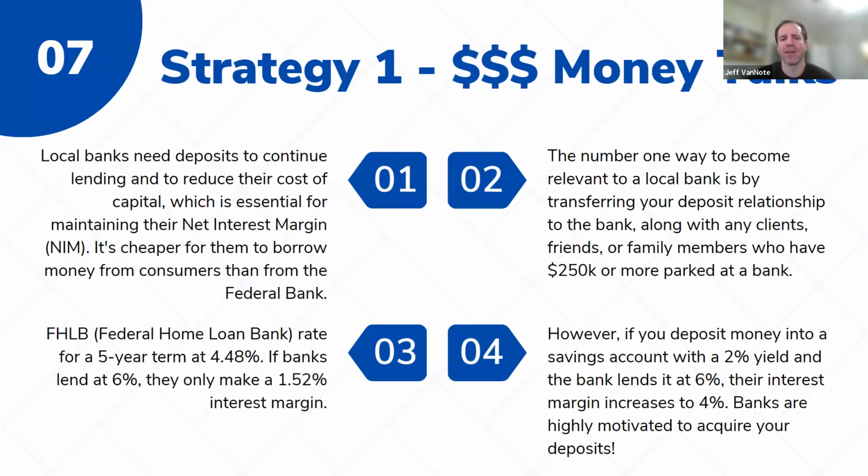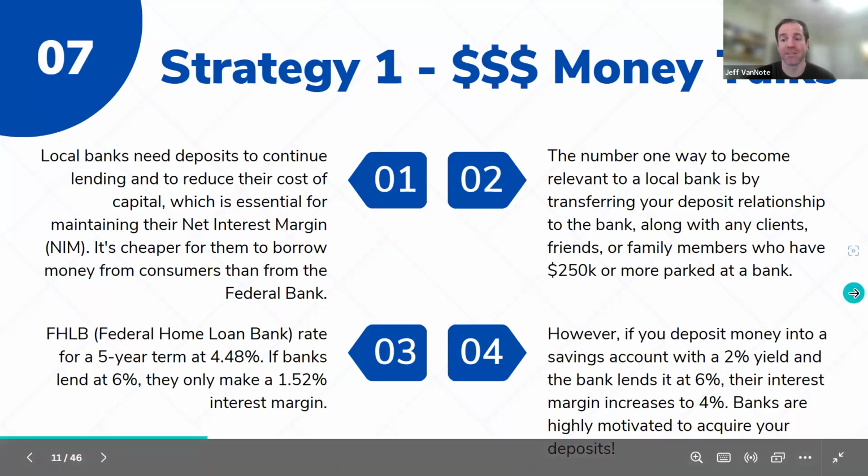Today's Federal Home Loan Bank rate is about 4.48%. So if a bank lends at 6%, they only make a 1.52% margin. However, if you deposit money into a savings account with a 2% yield from the bank and they lend at 6%, their interest margin increases to 4%. Banks are highly motivated to acquire your deposit relationships.